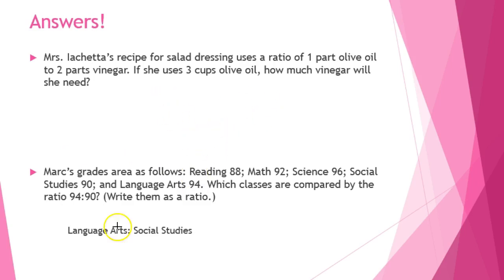Alright, so looking at our first problem, Miss Lachi's recipe for salad dressing uses a ratio of 1 part olive oil to 2 parts vinegar. I can set up my first ratio with this information: 1 part olive oil to 2 parts vinegar. Now, if she uses 3 cups olive oil, this is helping me to set up my other ratio. And we want to know how much vinegar she is going to need.